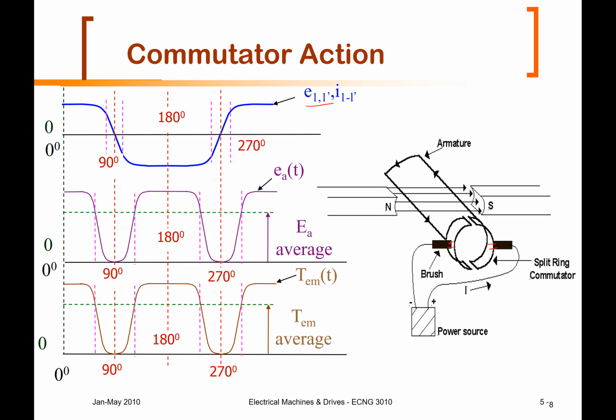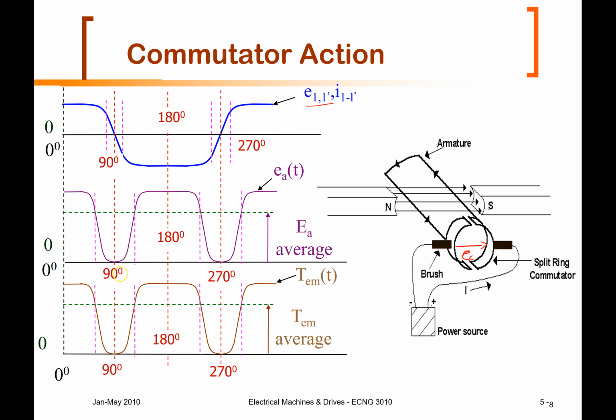Now this is the graph for the voltage from 1 to 1 prime and the current going through 1 to 1 prime. The voltage across the brushes, though, if I were to draw this voltage here, EA, is always in one direction. The only time the voltage drops is when we have the gap reaching the brushes, and then it short circuits temporarily the supply.